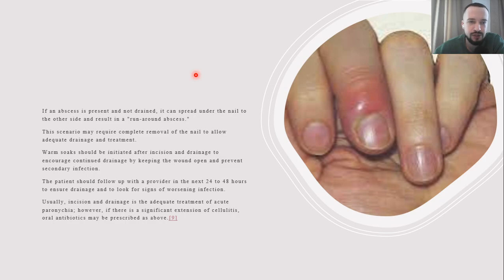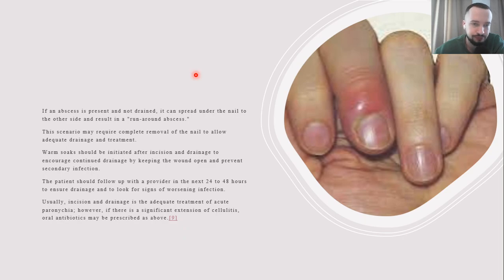If an abscess is present and not drained, it can spread under the nail to the other side and result in a run-around abscess. This scenario may require complete removal of the nail to allow adequate drainage and treatment. Not always do the whole nail removal. Do the partial nail removal. It will be better for the patient and for wound healing.